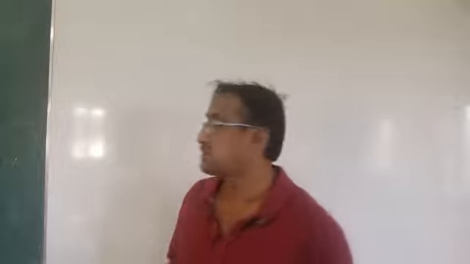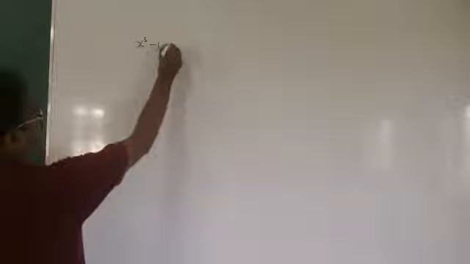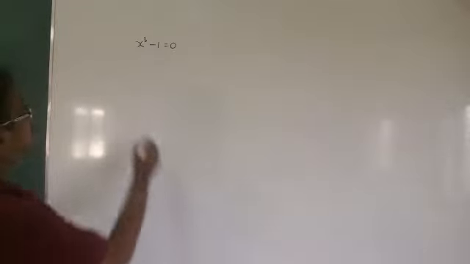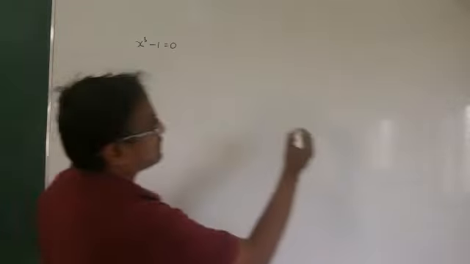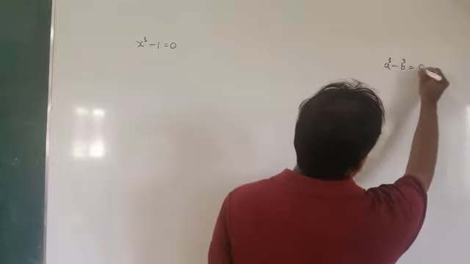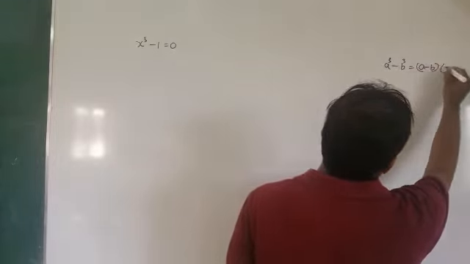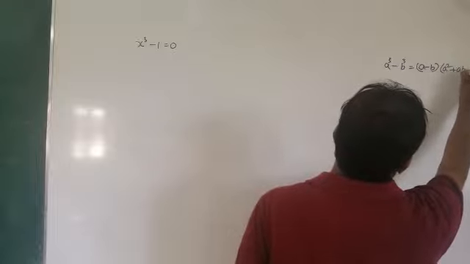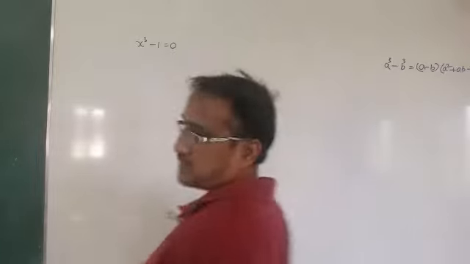Consider a cubic equation x cube minus 1 equal to 0. It is of the form a cube minus b cube. A cube minus b cube can be written as a minus b into a square plus ab plus b square.